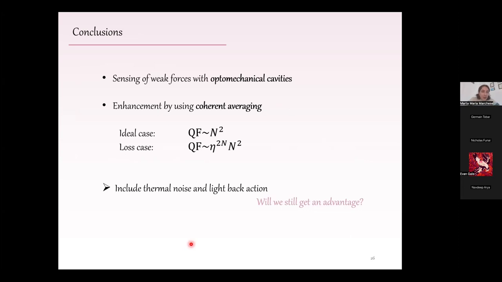So to sum up, I presented you a system that employs several optomechanical cavities for sensing of weak small forces. And we combine this with the coherent averaging scheme, for which we know that in the ideal case we get an enhancement scaling with n squared, and that in the lossy case there is a detrimental effect that goes like eta to the power 2n. Finally, to have a complete view of the situation, we also must include the thermal noise and the light back action. An estimation of how big this noise is going to be will give us the answer on whether we can still get an advantage or not. So, yes, this is all. With this, I conclude, and I thank you all for your attention.